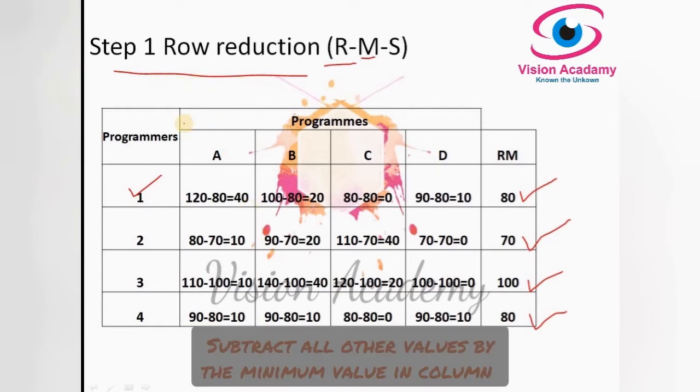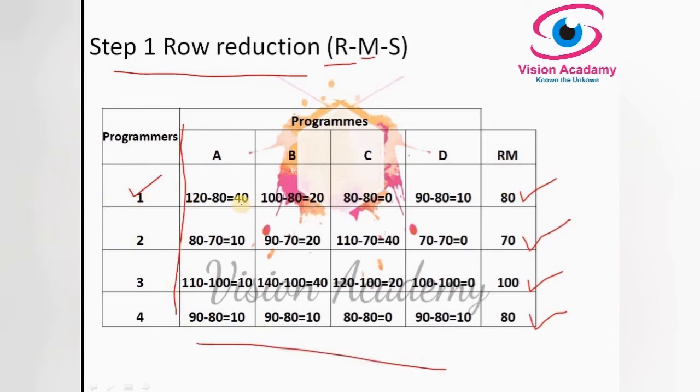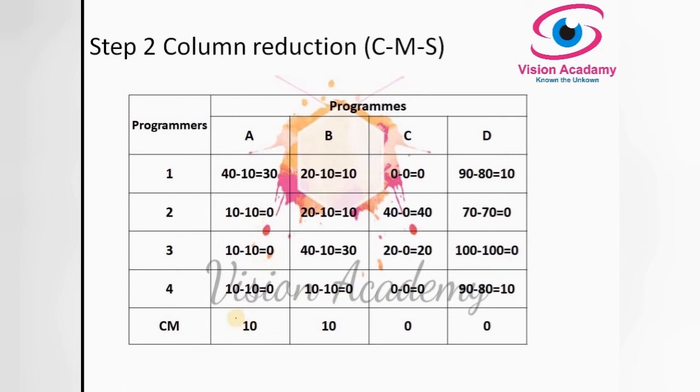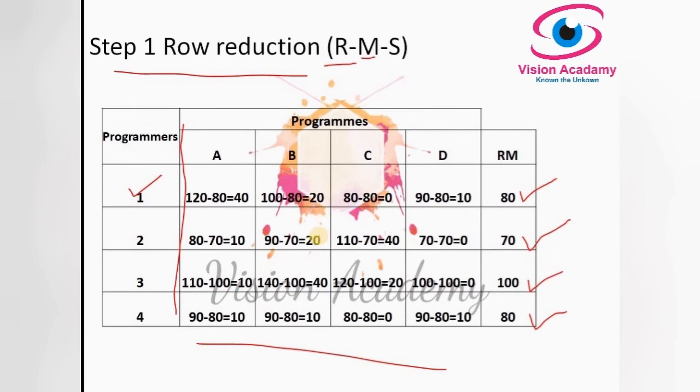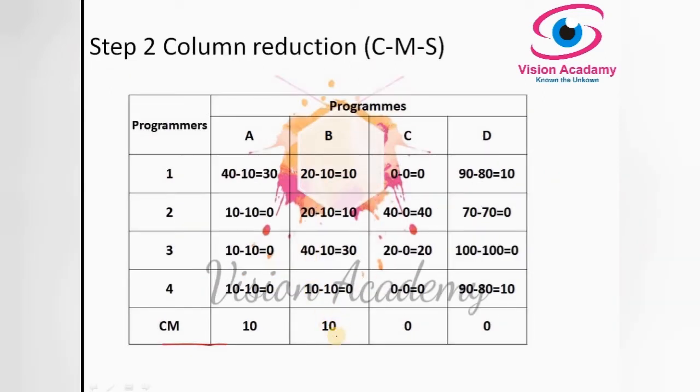Now we have to perform it column-wise. Earlier we had performed it row-wise. In the first column, the values are 40, 10, 10, 10. The column minimum is 10, because we have three 10s, we can take one 10. In the second column, 20, 20, 40, 10. The minimum is 20 again.